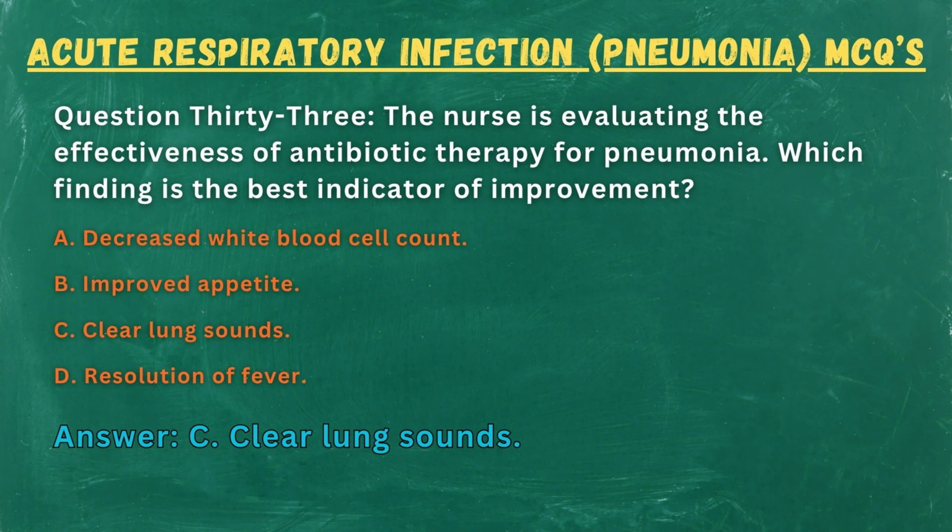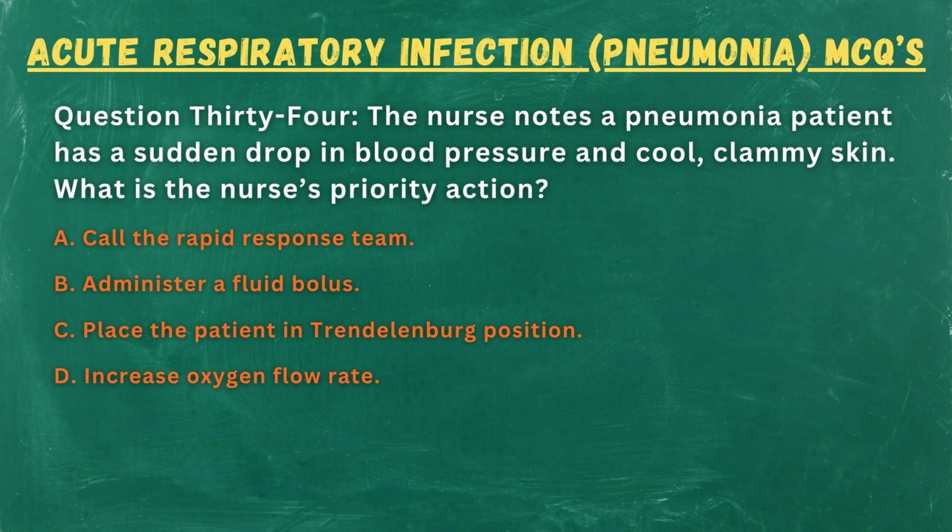Answer. C. Clear lung sounds. Question 34. The nurse notes a pneumonia patient has a sudden drop in blood pressure and cool, clammy skin. What is the nurse's priority action? A. Call the rapid response team. B. Administer a fluid bolus. C. Place the patient in Trendelenburg position. D. Increase oxygen flow rate.